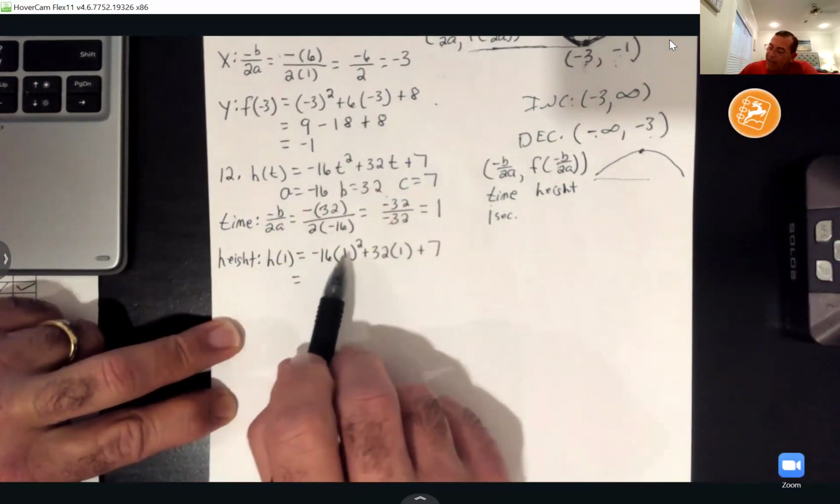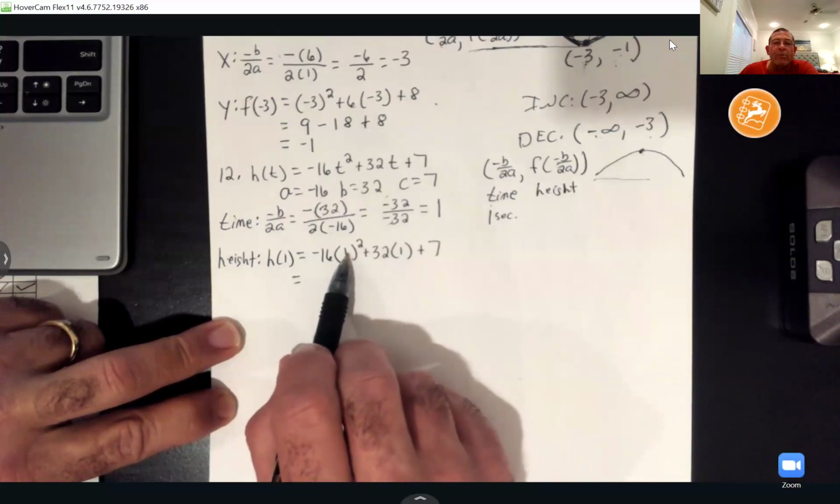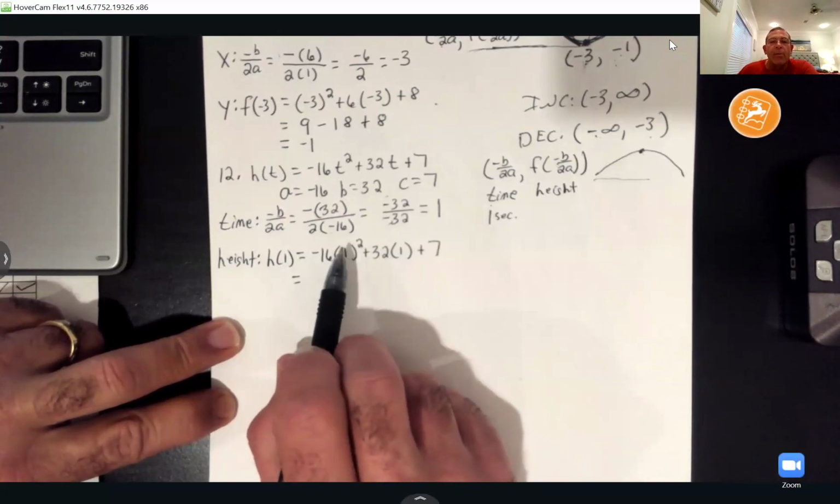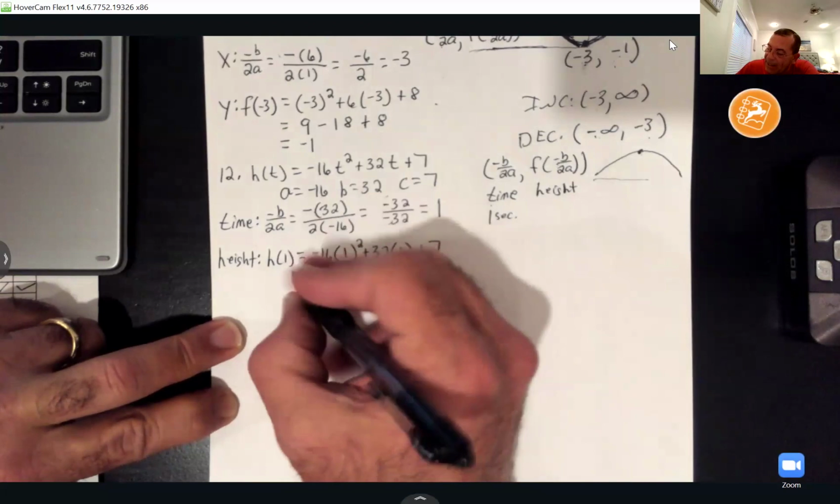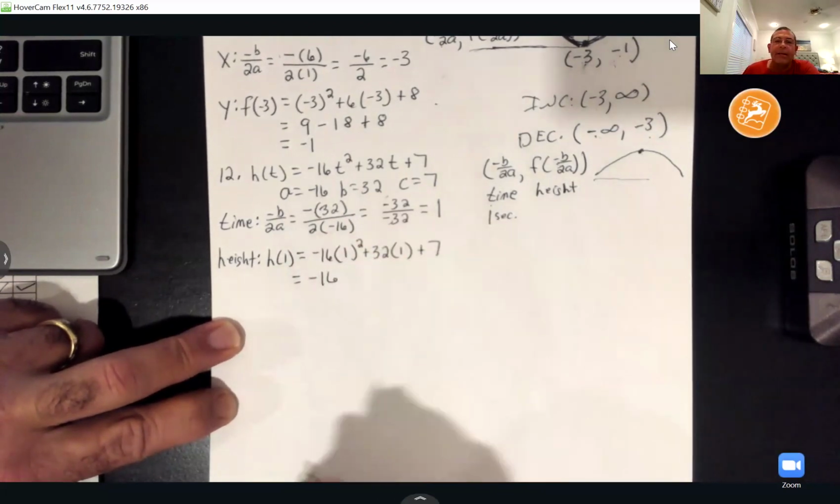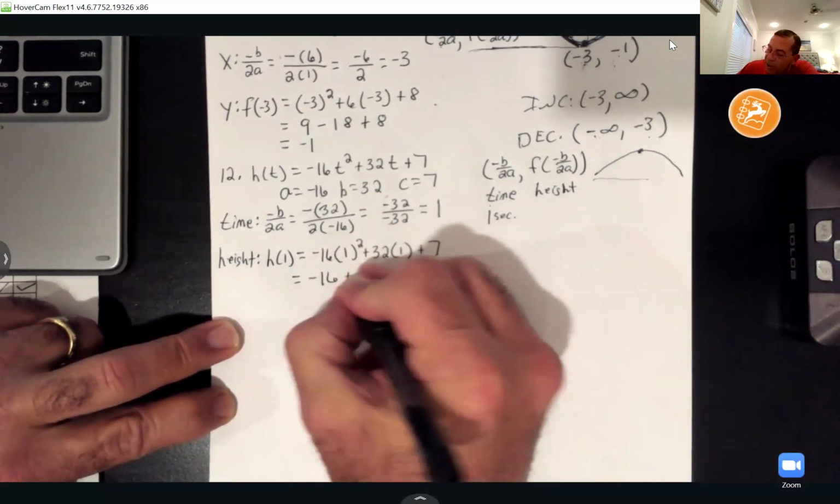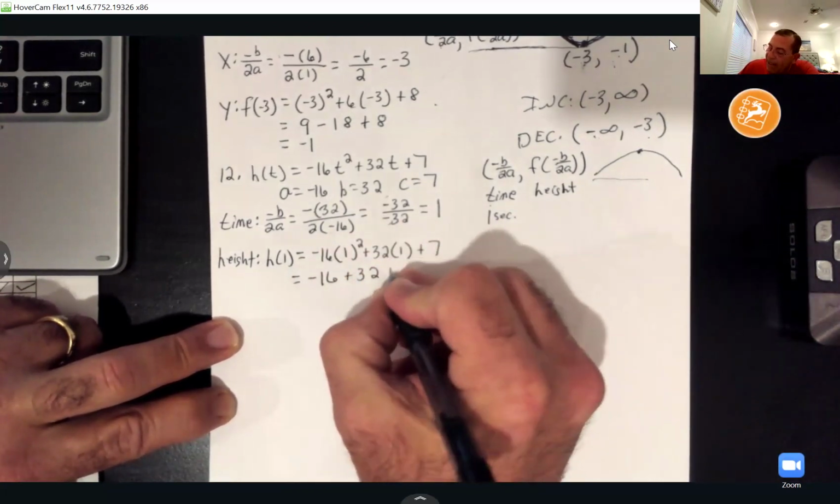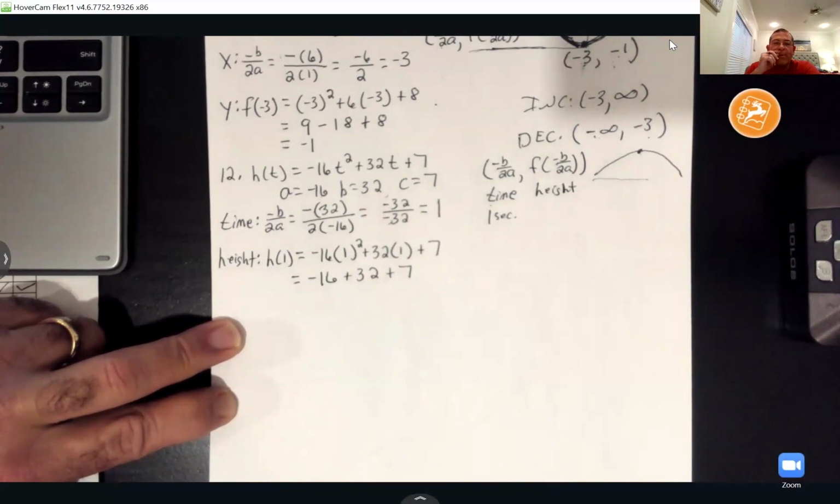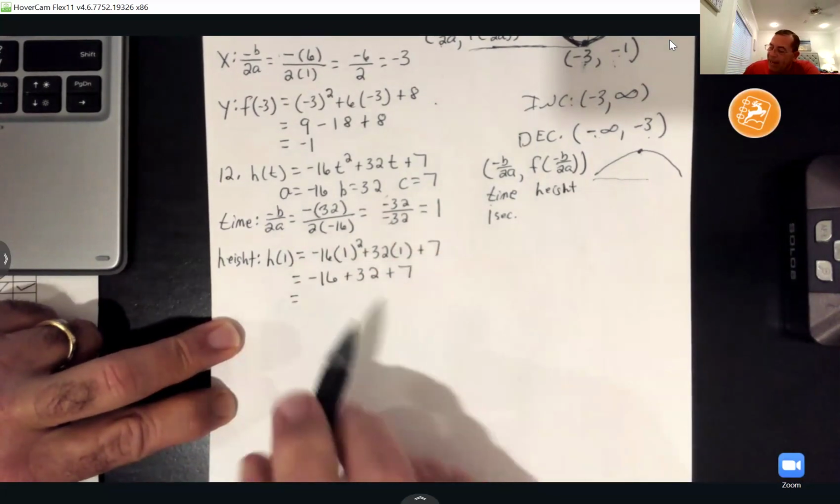All right, y'all, let's see what I get. 1 squared, that's 1 times 1 is 1. And 1 times negative 16 is a negative 16. Then I got 32 times 1, which is 32. And then at the end is my plus 7. So let me add them together.